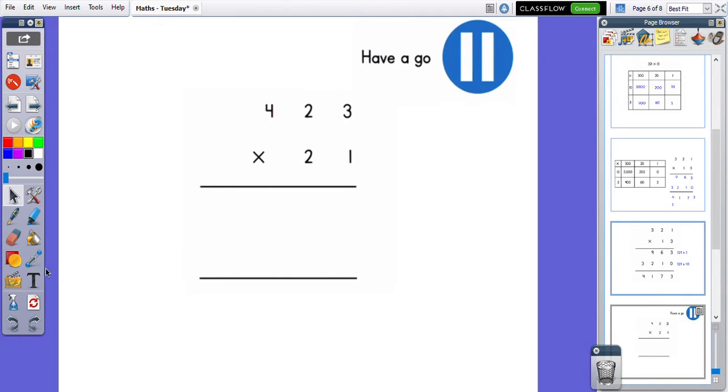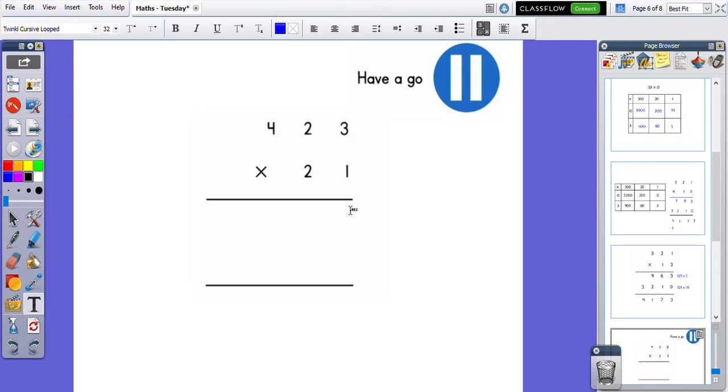Okay, so first off, you should have started with 3 times 1 to give you 3. Then 1 times 2 to give you 2. Then 1 times 4 to give you 4. So we have got the same answer as the question because we have times by 1, and 1 times by anything is the number you have times by. So 3 times 1 is 3.